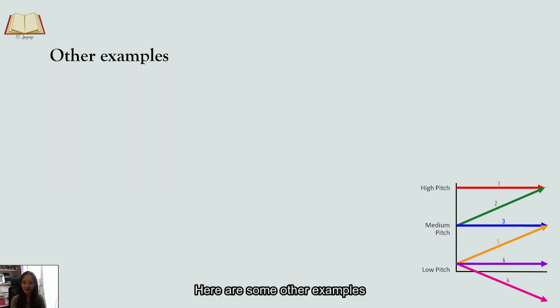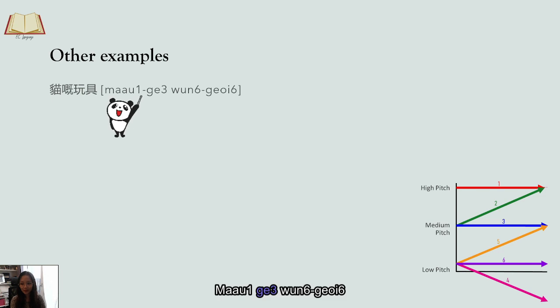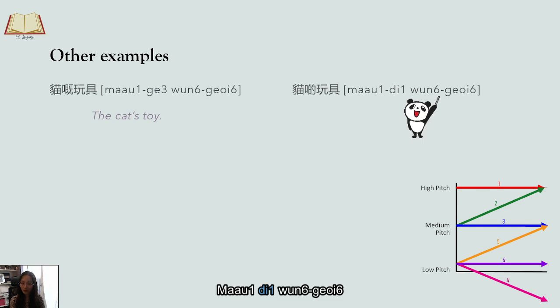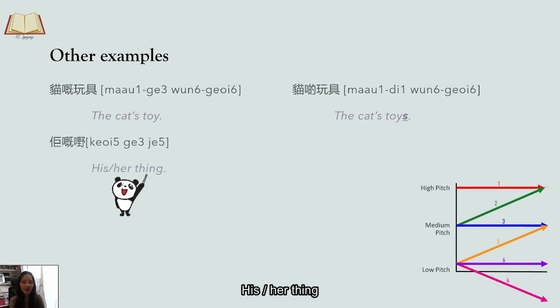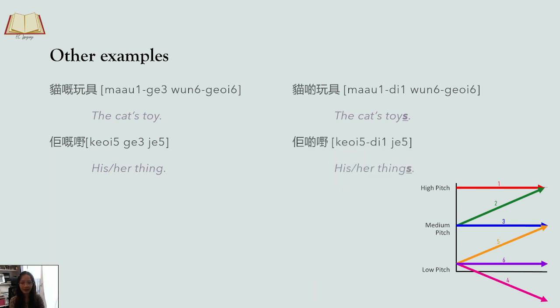So here are some other examples. 貓嘅玩具 The cat's toy. 貓啲玩具 The cat's toys. 佢嘅嘢 His or her thing. 佢啲嘢 His or her things.